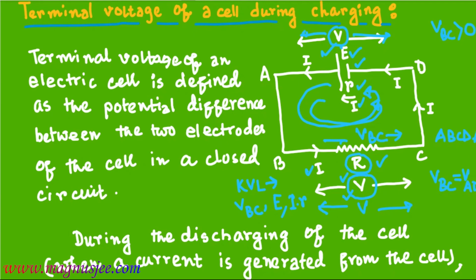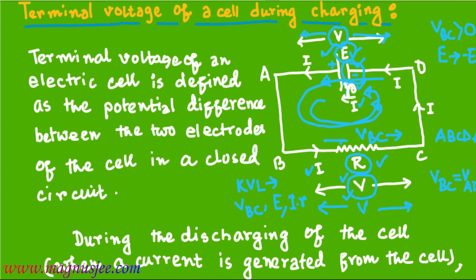VBC is greater than 0. But if we consider the EMF of the cell, we are traveling from D to A. For that we have to cross the negative terminal of the cell first, then the positive terminal. That's why EMF becomes minus E. If we use Kirchhoff's voltage law in the closed loop in the direction ABCDA, and we consider the internal resistance r, and we are traveling along DA, and current I is also flowing in the same direction, that's why I dot r, the lost volt, will be positive.